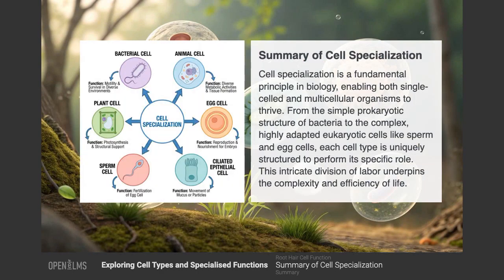Summary of cell specialization. Cell specialization is a fundamental principle in biology, enabling both single-celled and multicellular organisms to thrive. From the simple prokaryotic structure of bacteria to the complex, highly adapted eukaryotic cells like sperm and egg cells, each cell type is uniquely structured to perform its specific role. This intricate division of labor underpins the complexity and efficiency of life.